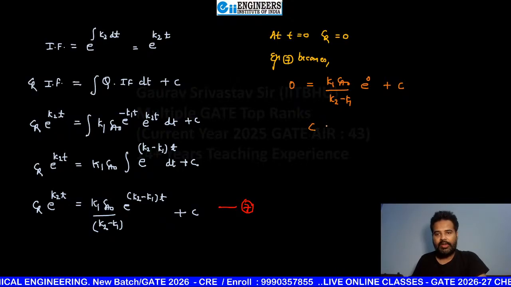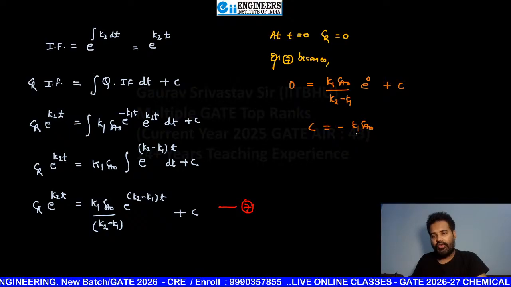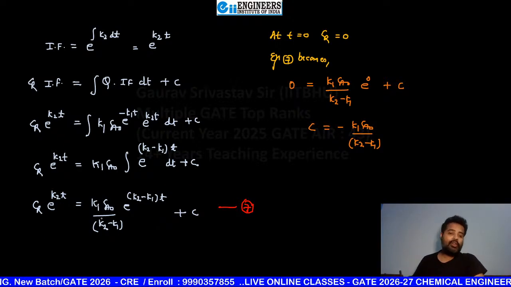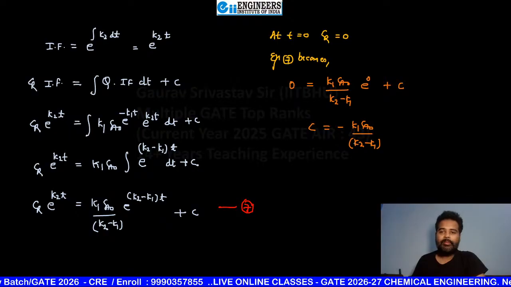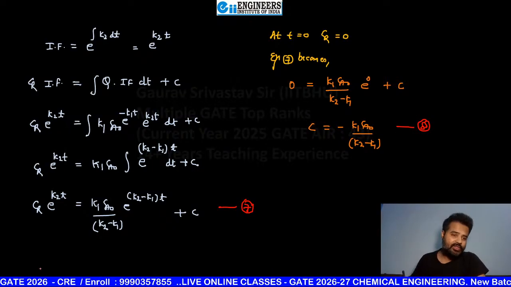So c can be written as minus of K1 CA naught upon K2 minus K1, and e raised to power 0 is 1. So this is the value of c. This is the final value of c. You can mention it as equation number 8. So now write by equation number 8, equation 7 becomes.